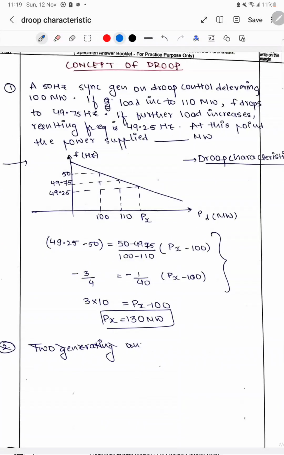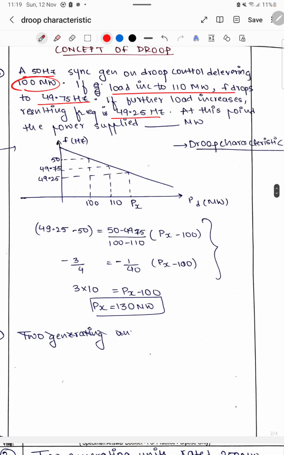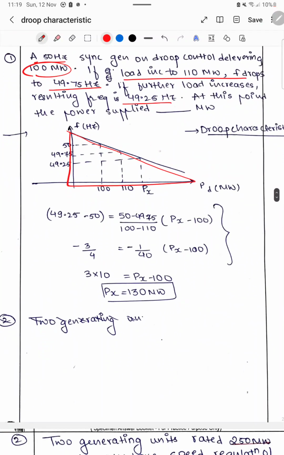So, concept of droop: a 50 Hz synchronous generator on a droop control is delivering a given load, and then the load is increased. Please pause the video and look at the problem once. That will help you understand the question in a better way.